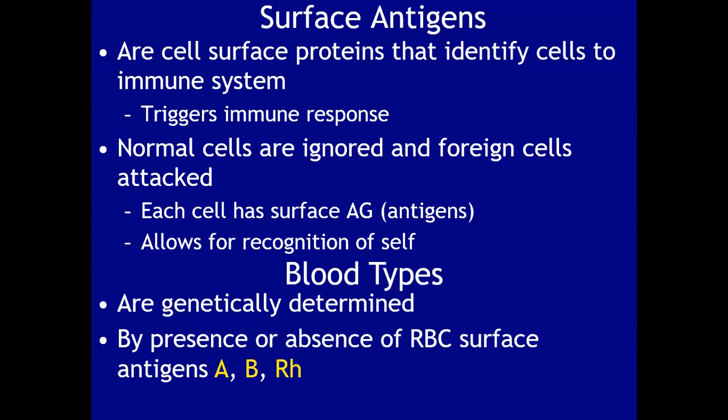So what we're looking for is the presence or the absence of these antigens on the surface of red blood cells. And you can have an A antigen, you can have a B antigen, okay? And there is an RH antigen that we'll talk about. So we got A antigens, B antigens, and RH antigens, okay?